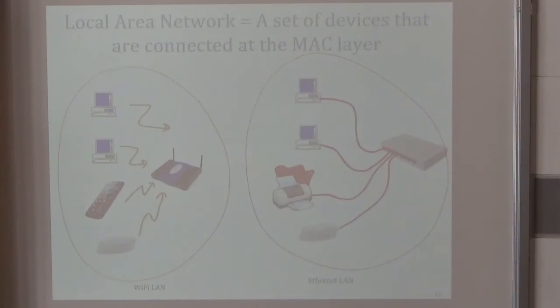If the top computer on the left sends a packet to the printer on the right using the MAC address of the printer, nothing will happen because they are not on the same LAN. The left thing is not connected to the Ethernet switch on the right, so it will not work. So a LAN is a set of devices that can communicate using their MAC addresses as destination addresses, and it means that they are connected to the same switch or to the same collection of switches that collaborate, or that they are connected to the same Wi-Fi, for example.